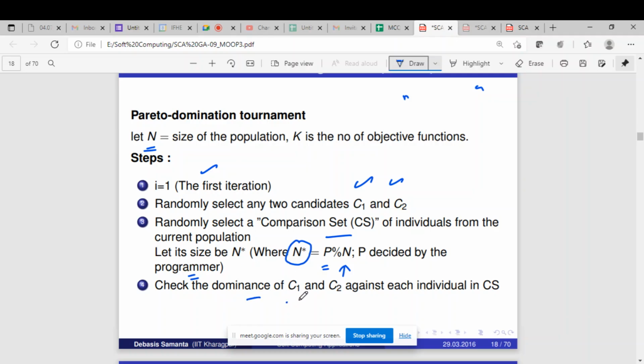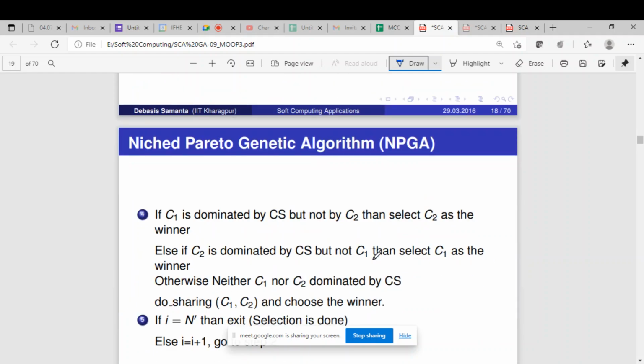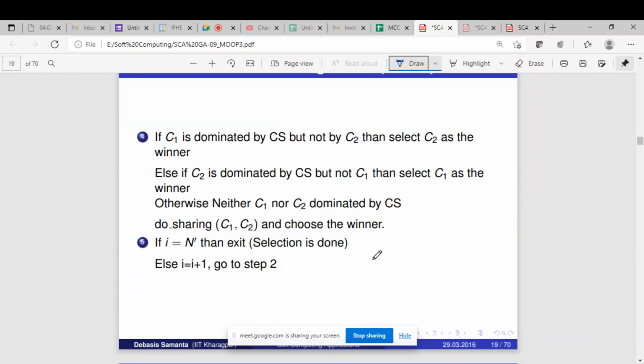Check the dominance of C1 and C2 against each individual in CS, where CS is the comparison set. If C1 is dominated by CS, not by C2, what does that mean? Who is dominating who? Is C1 dominating CS, or is CS dominating C1?